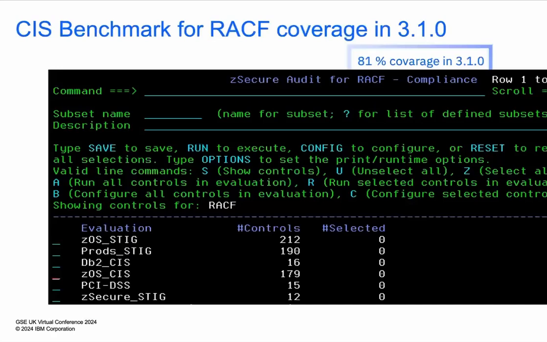And this is how it looks. This is our current coverage of the CIS benchmark for RACF in zSecure. I have the mouse here, where the evaluation shows z/OS CIS. So this is the RACF CIS benchmark, and we have 179 checks implemented out of the 219 checks that are published. So this is about 81% coverage that you get in 3.1.0.